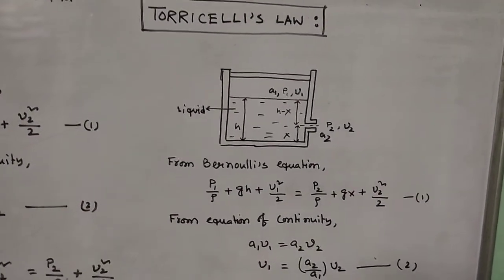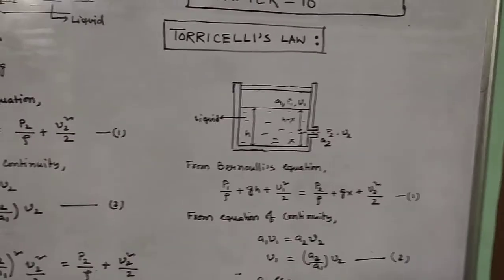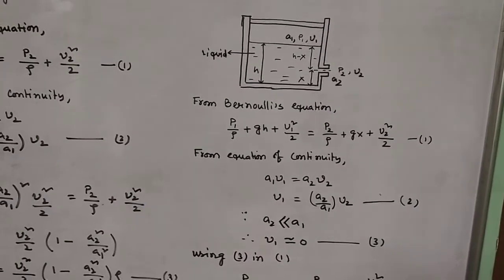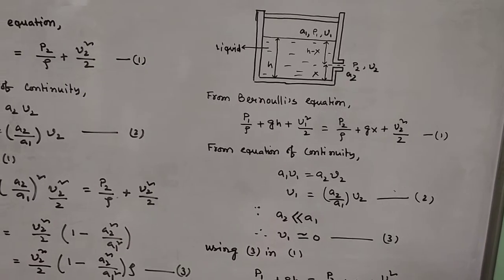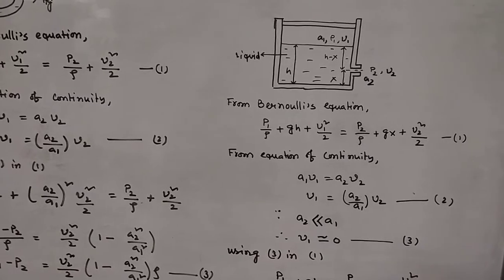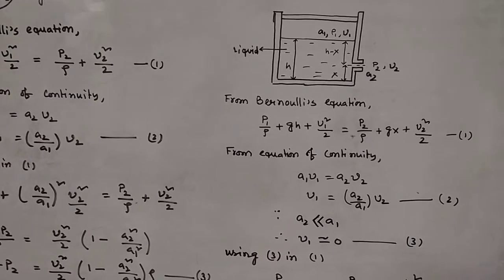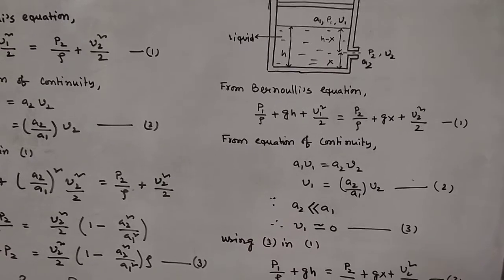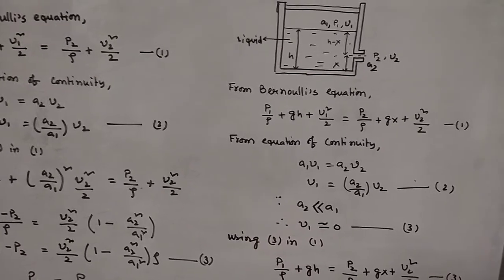If the height of the liquid surface is very high, then the velocity is also high. But as time progresses, as the height decreases with the liquid coming out from the narrow opening, the liquid that comes out from the area of cross section A2 comes closer to the container with the passage of time.